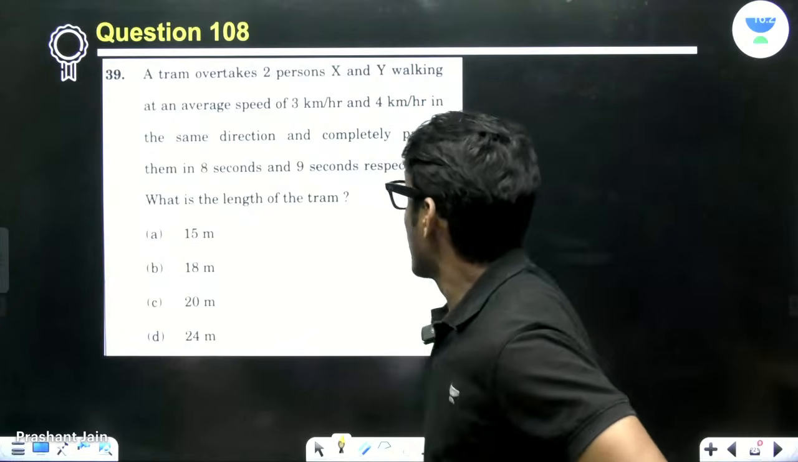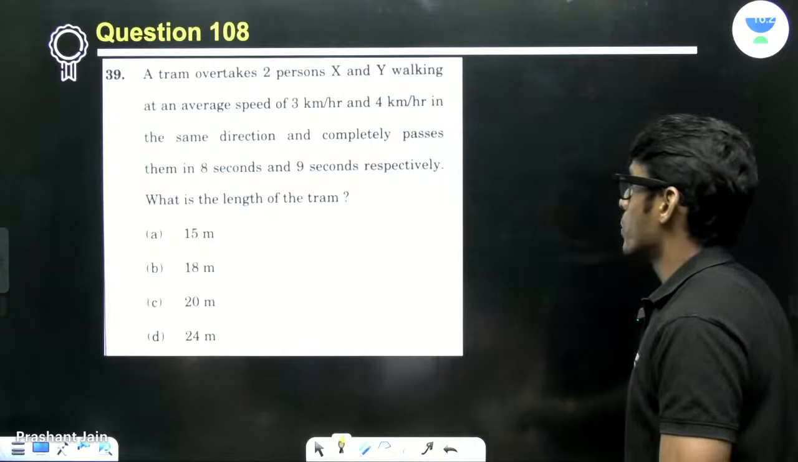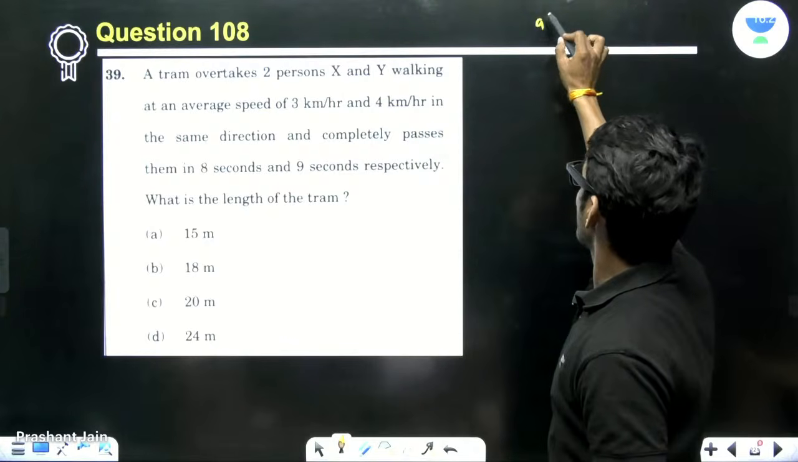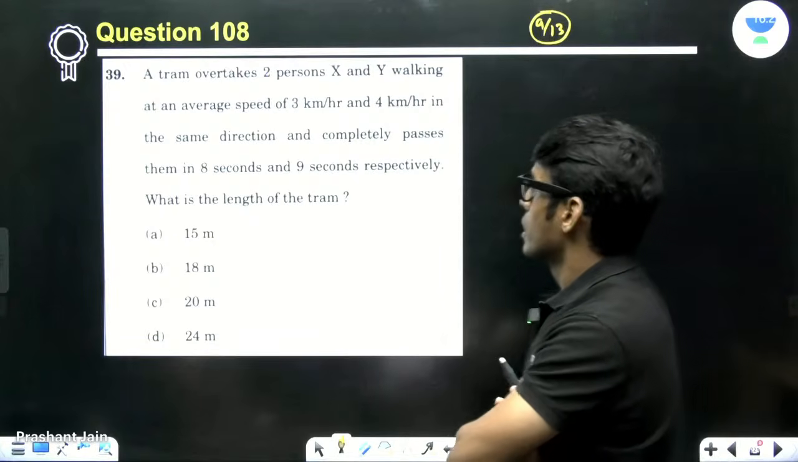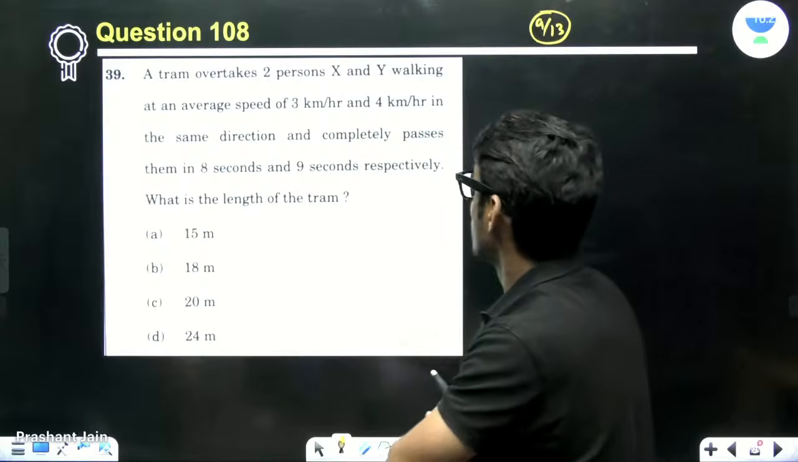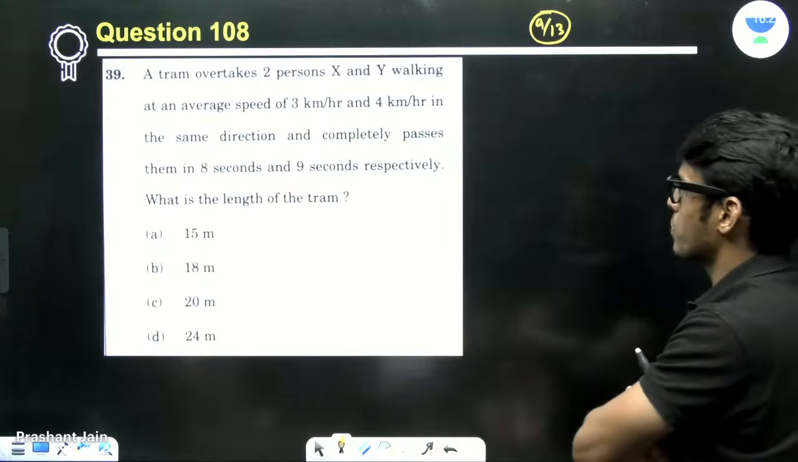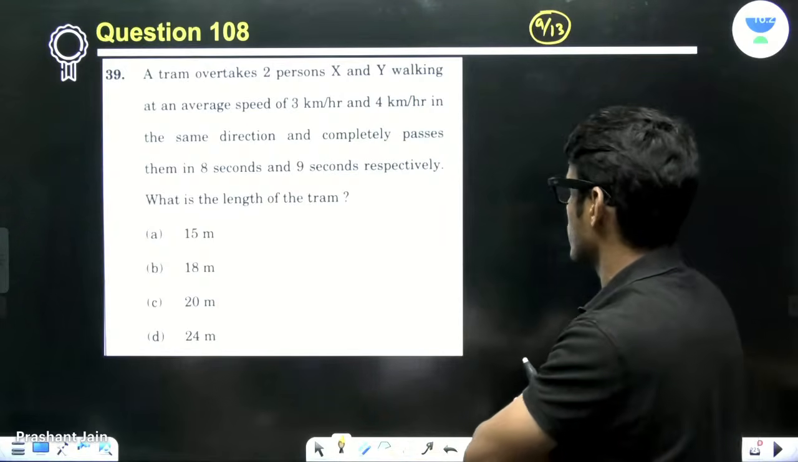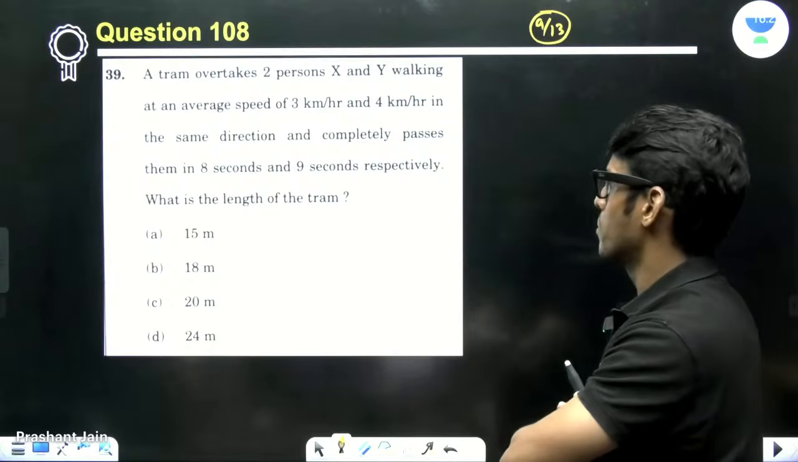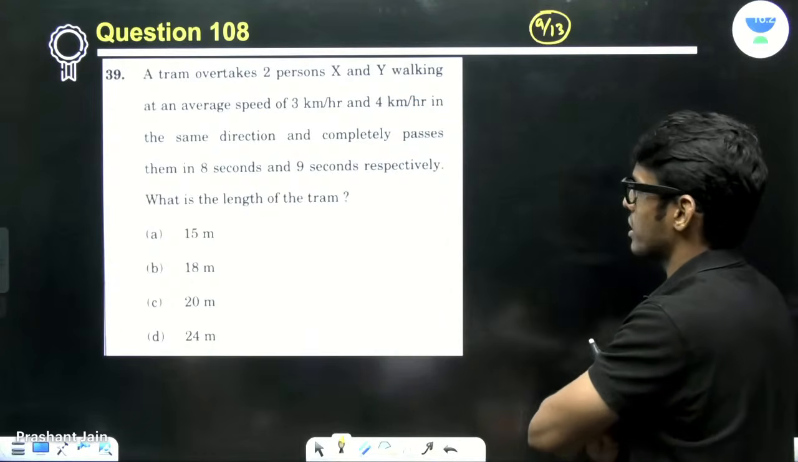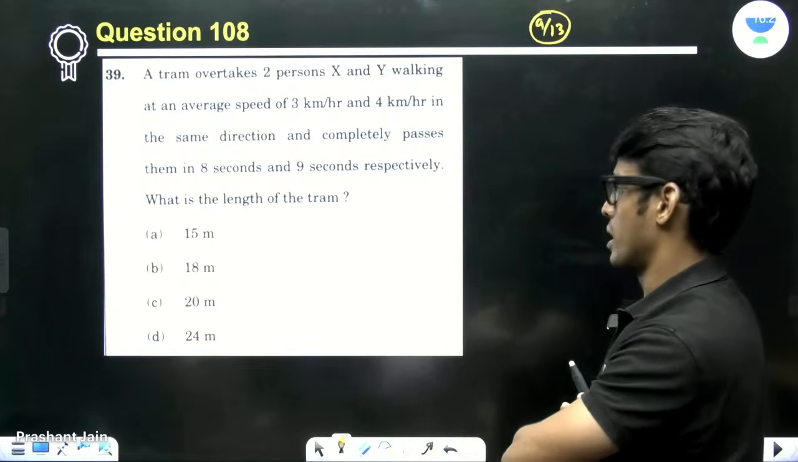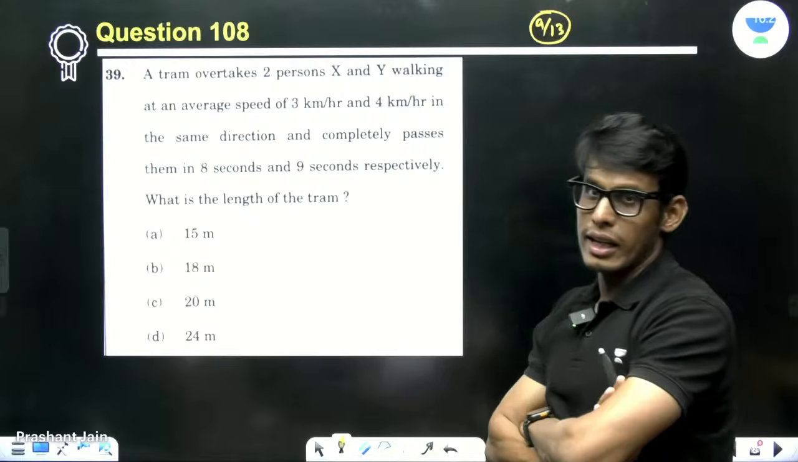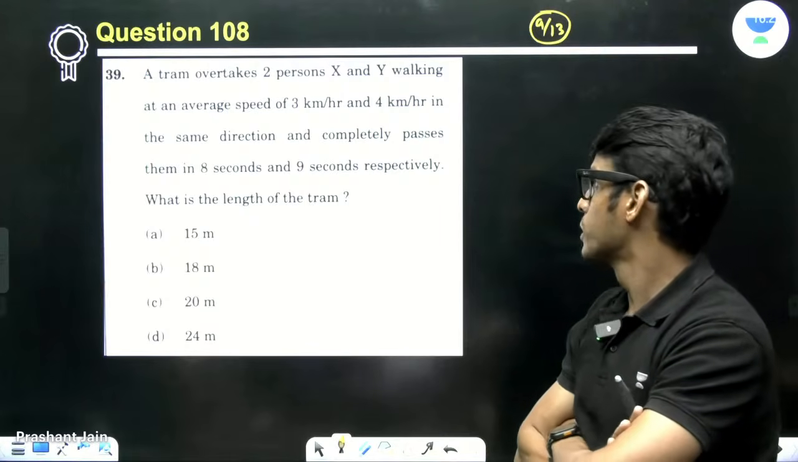Okay, now a tram overtakes 2 persons. So we were at 9 out of 13. A tram overtakes 2 persons X and Y walking at an average speed of 3 and 4 in the same direction and completely passes them in 8 seconds and 9 seconds respectively. What is the length of the tram?